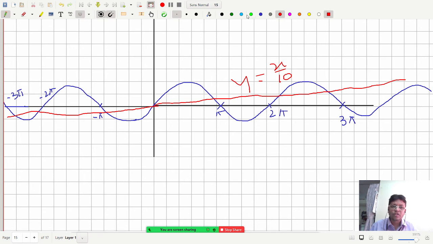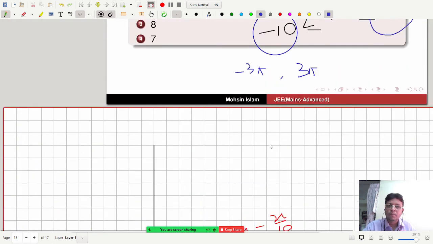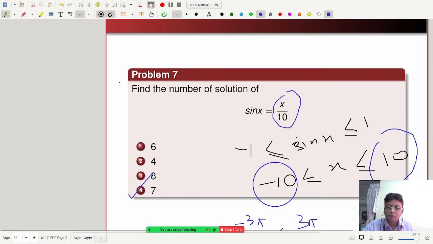Okay. So how many intersection points you have? 1, 2, 3, 4, 5, 6, 7 intersection points you have. After that, it's beyond the sine graph. It never touches the sine graph. So you have 7 solutions for this equation. So this is the graph. So your option will be D, fourth option. That is the correct option.